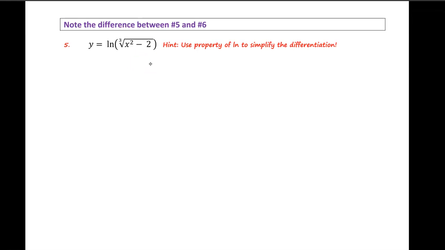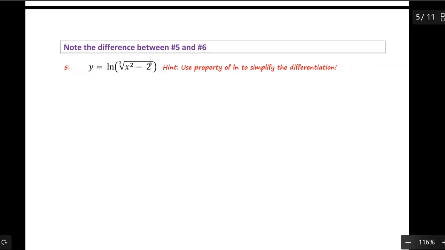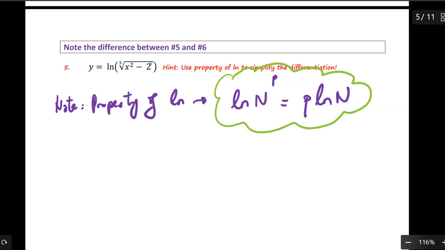So let's review the property of logarithm. Note the property of natural logarithm: if I have the natural logarithm of an argument n raised to exponent p, I can bring the p to the front and multiply by the natural logarithm of n. So this is the formula that I'm asking everyone to pay attention to.